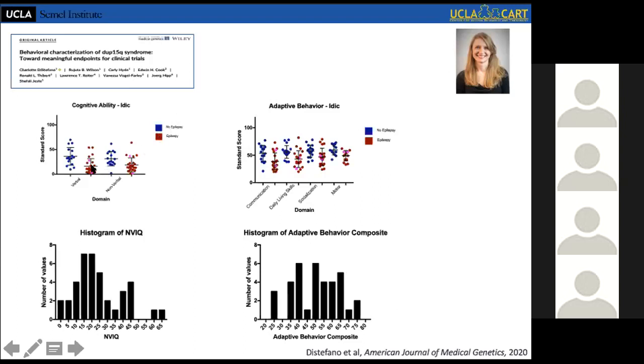The other big theme here that I want to highlight is that we see that our kids with epilepsy are more delayed or challenged than our kids without epilepsy. And I think that's important when we think about who we're including in our trials and how we might want to modify measures based on whether they have seizures or not.